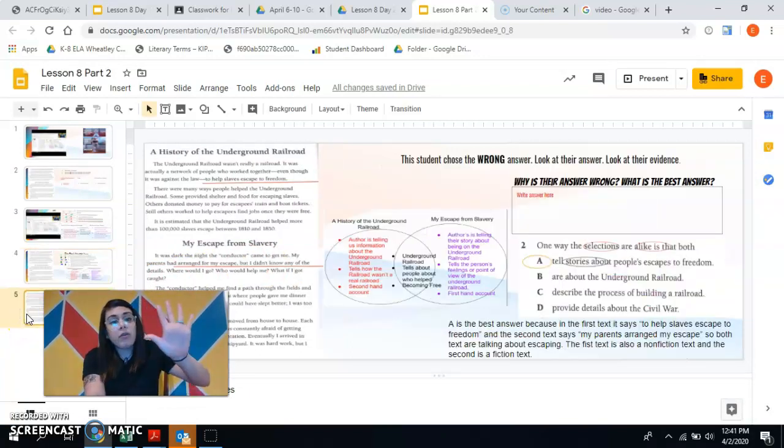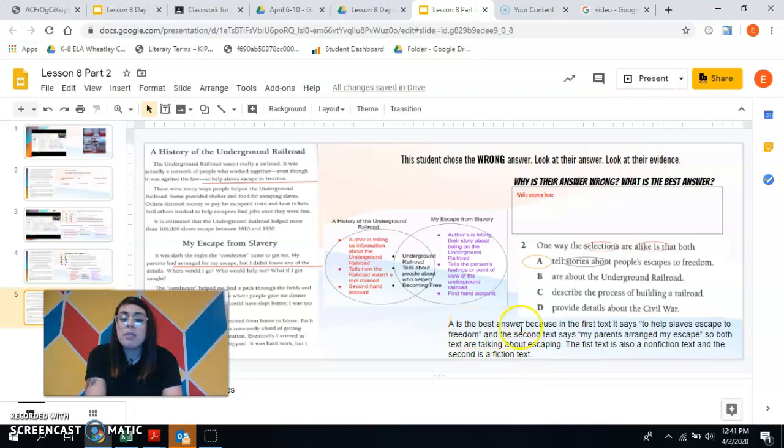This is slide number 5. Slide number 5 says, this student chose the wrong answer. Look at their answer and look at their evidence. So they chose A, and the question is asking how they are alike. And he or she says that it tells a story about a person's escape to freedom, and that's how both passages are alike. Then they gave their justification.